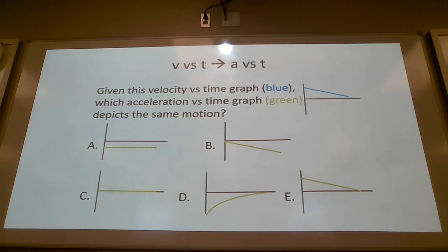Talk to your neighbor. It's going down at a constant rate, like the velocity graph. Then you already have the acceleration, like I'm saying.